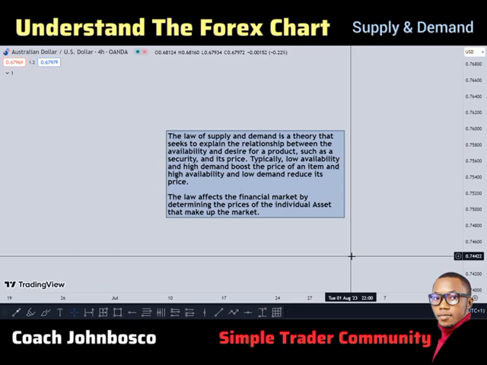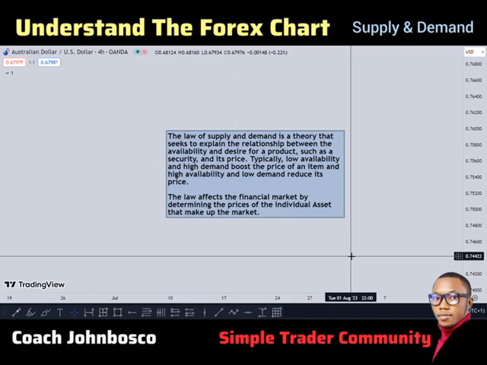Now, the law of supply and demand is a theory that seeks to explain the relationship between the availability and desire for a product, such as a security, and its price. Typically, low availability and high demand boost the price of an item, and high availability and low demand reduce its price. Now, let me give you an example.